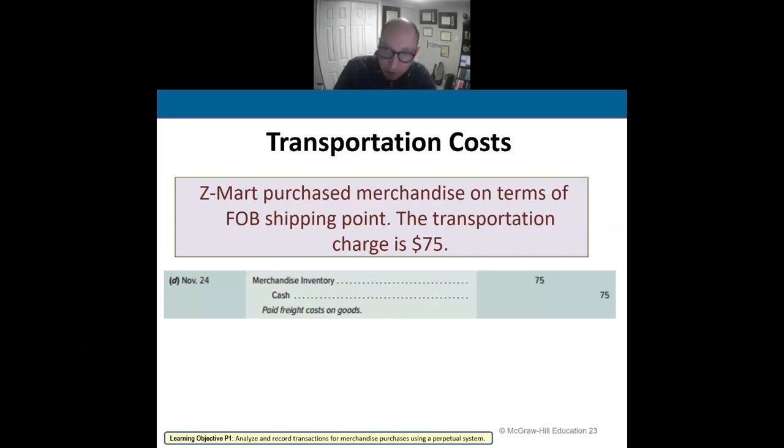Make sure you include all of the related costs of that inventory. That way, when you sell it to your customer, you're including the total cost. It's the cost of the inventory when you purchased it, plus any type of transportation cost, plus any type of insurance. All of those things make up the total cost of the inventory.